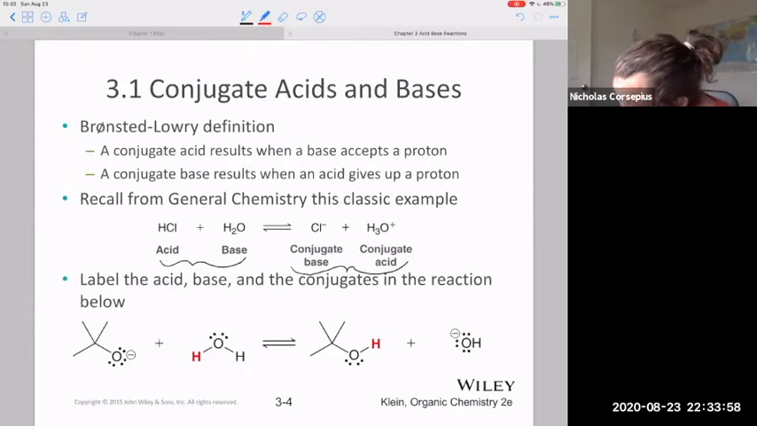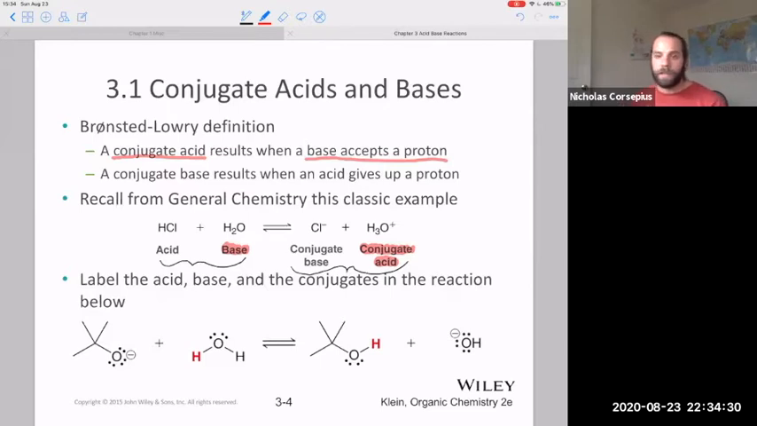So let's figure out how we label these. Okay, so the conjugate acid is the result of the base accepting a proton. So it's the species that's formed when the base accepts the proton. So let's just look here. In this particular reaction, my base is water. And so the conjugate acid is the result of that base accepting a proton. Okay. Now here, notice that in this particular example, water is the base.